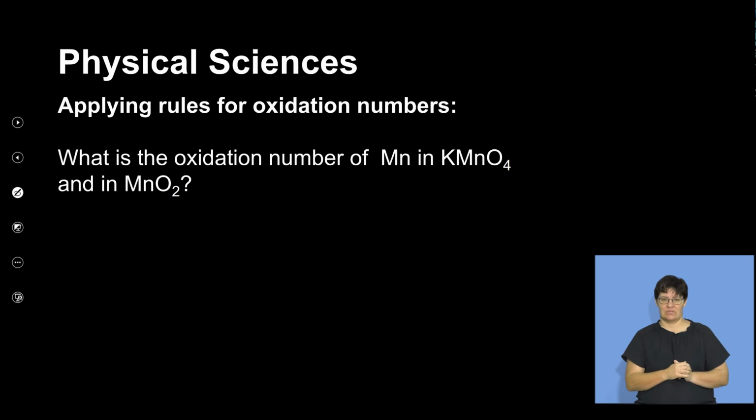And then last but not least, we have the manganese 4 oxide. As far as manganese 4 oxide, you do realize that this is manganese 4 oxide, this is potassium permanganate.